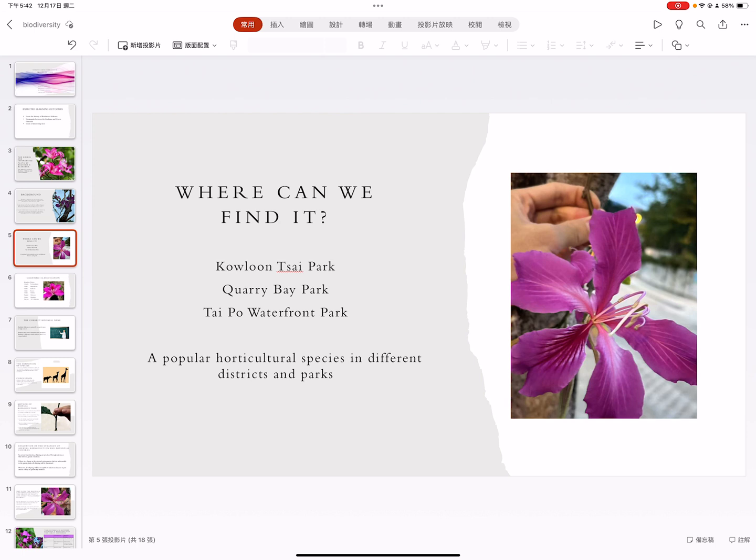Where can we find it? We can find it in Kowloon Tsai Park. We can find it in Kowloon Bay Park. We can also find it in waterfront parks. It's a very common, popular horticultural species in different districts and parks.